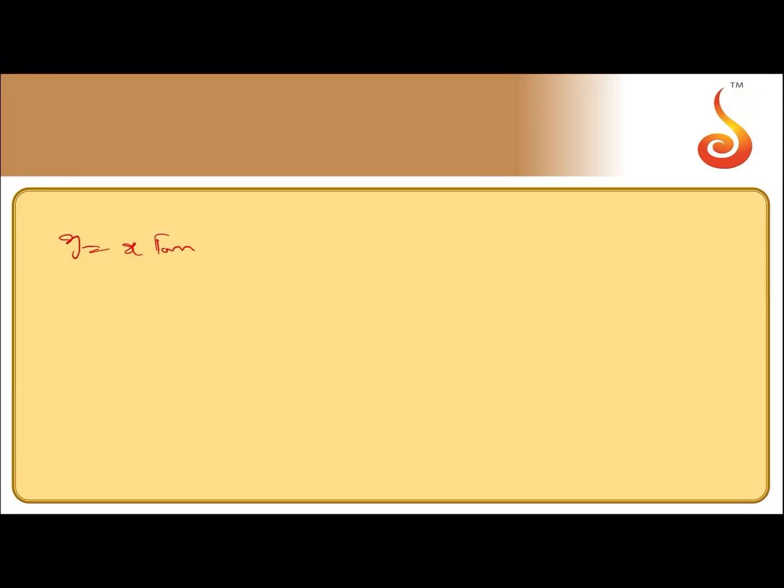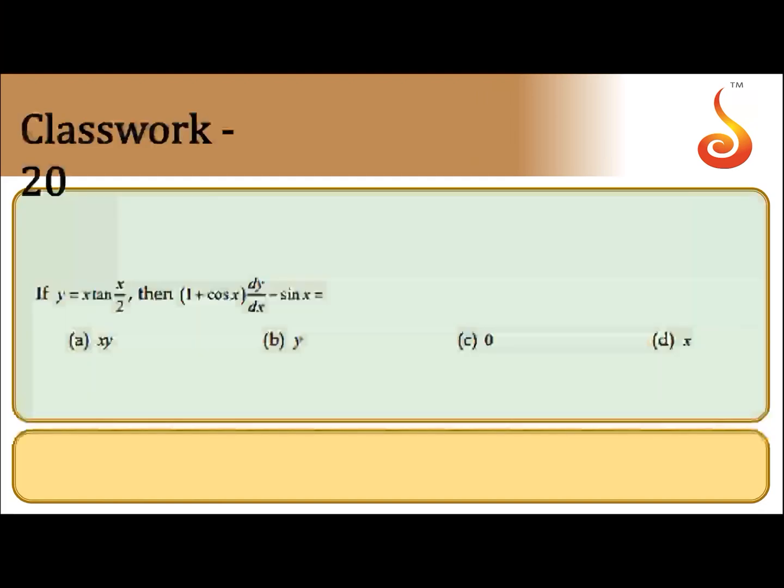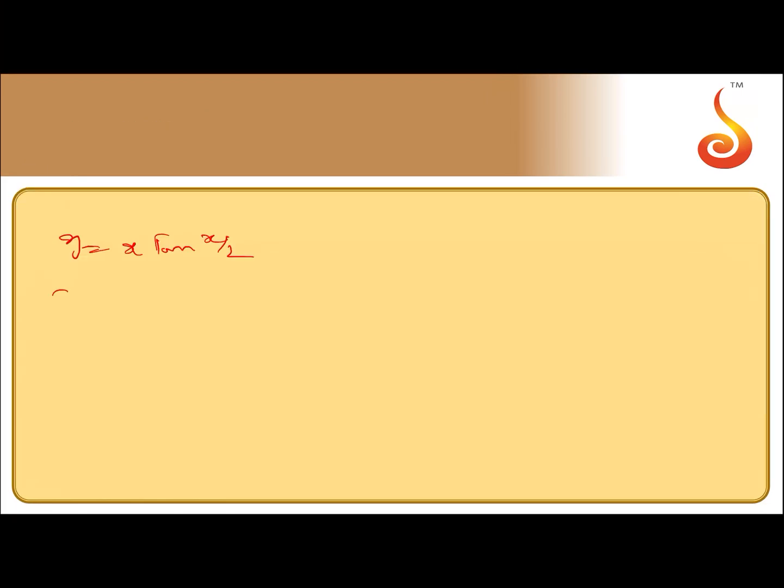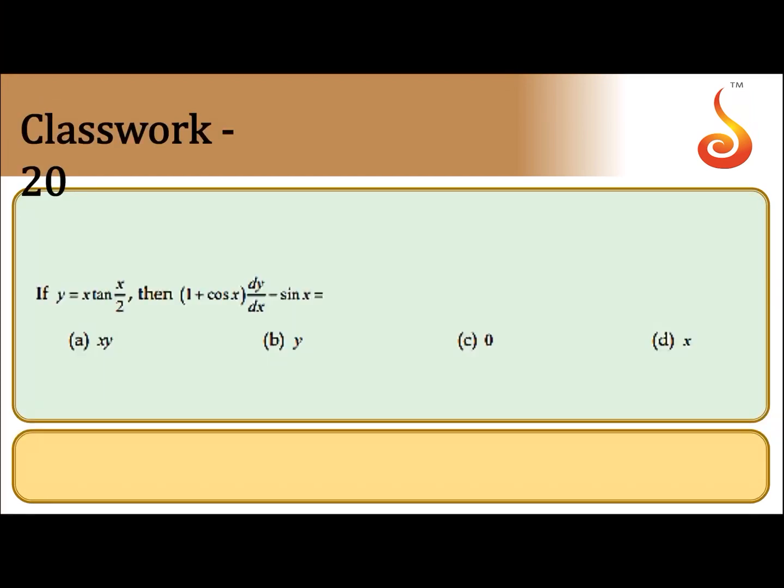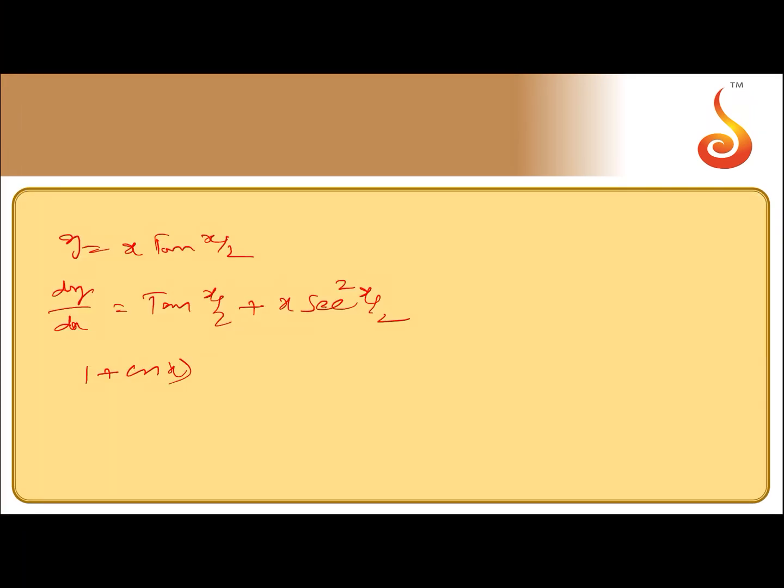Y equals x tan x by 2. You are asked to evaluate 1 plus cos x multiplied by dy by dx minus sin x. So y equals x multiplied by tan x by 2. So let me calculate the derivative. Dy by dx will be tan x by 2 plus x multiplied by secant square x by 2. And you are asked to calculate the value of 1 plus cos x into dy by dx minus sin x.